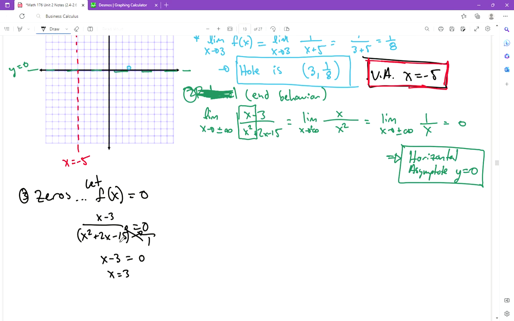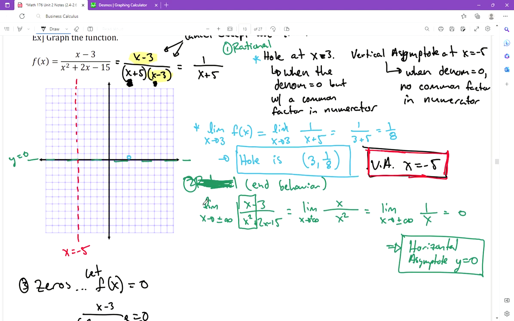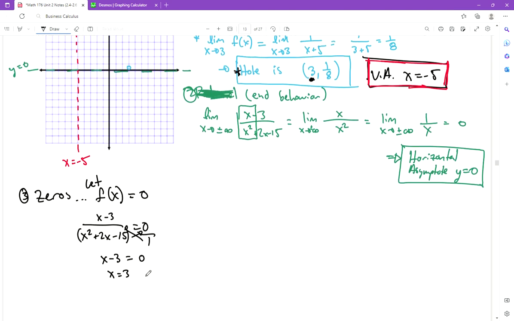However, this is tricky in this problem because we had a hole at x equals 3. So back to this, we had a hole at x equals 3. That means it's not a 0. That was part of a restriction. So x equals 3 was already labeled as a restriction. So if that happens, then this actually is not a 0.